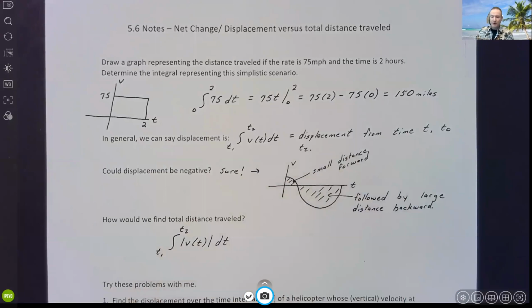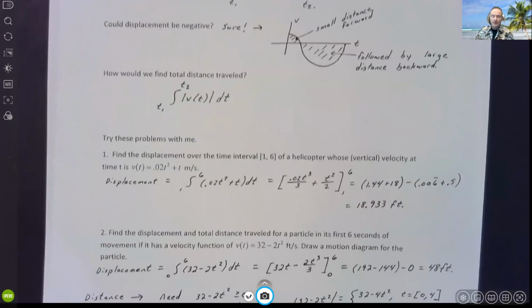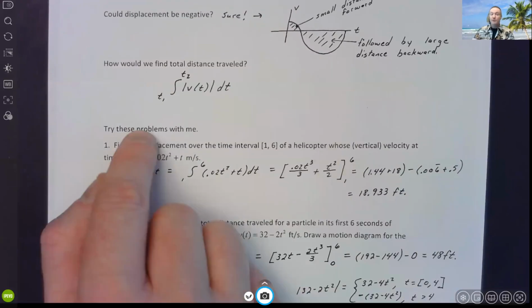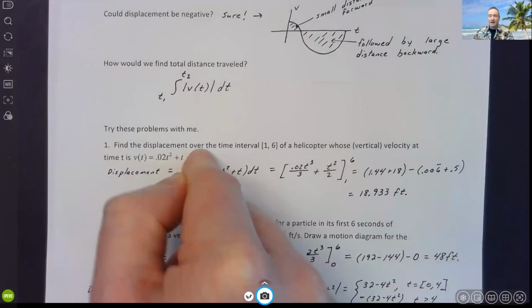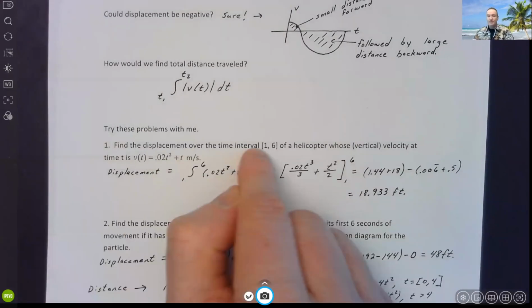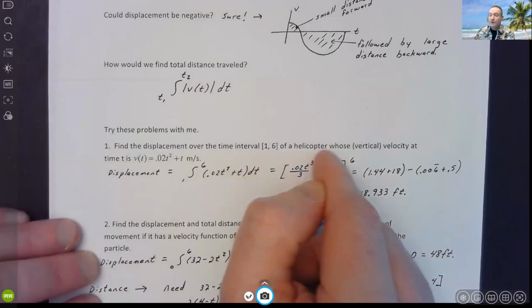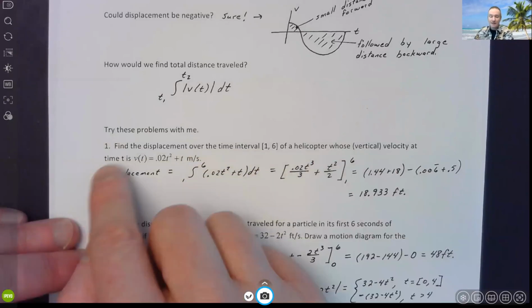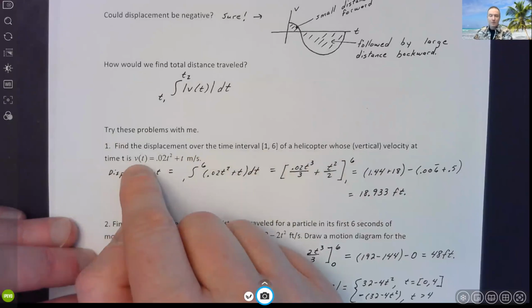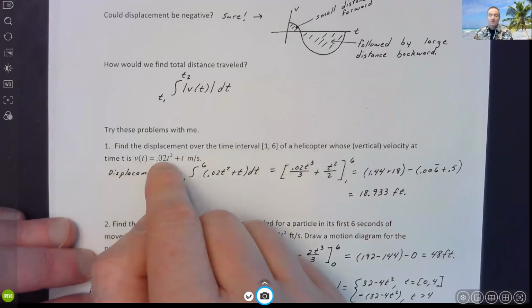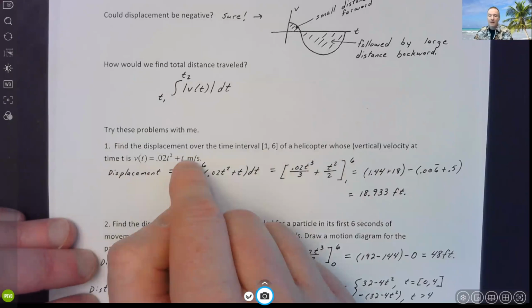Now, to look at some problems that deal with this. Let's say, for example, I want to find the displacement over the time interval 1 to 6 of a helicopter whose vertical velocity at time t is v of t equals 0.02 t squared plus t meters per second.